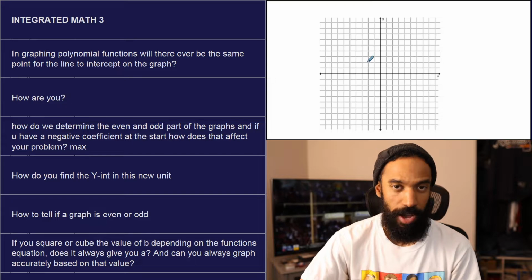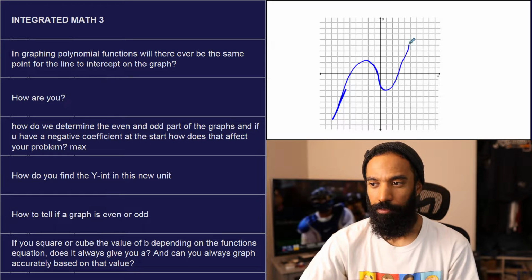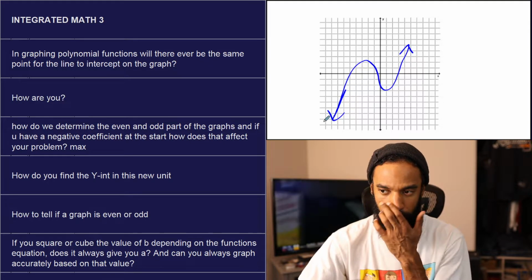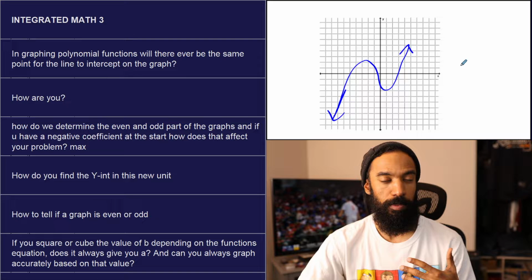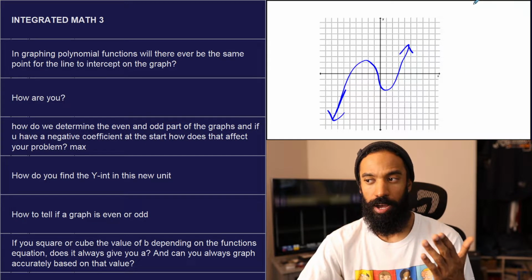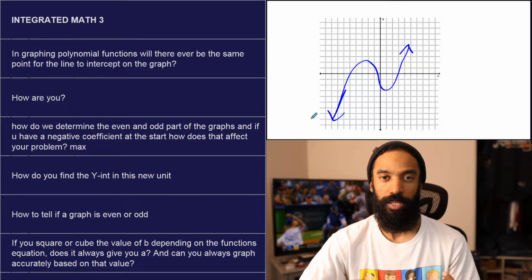If the leading coefficient is positive, then an odd degree polynomial will start down and will finish up somehow. Let's just pretend like that was your graph. It'll start down here and finish up. That's because when you cube really large positive numbers, it becomes really large positive cubed. And when you cube really large negative numbers, it becomes really large negative cubed, like that.